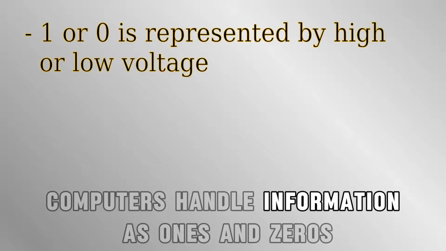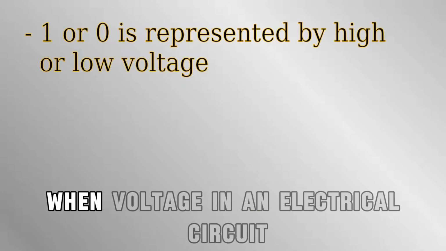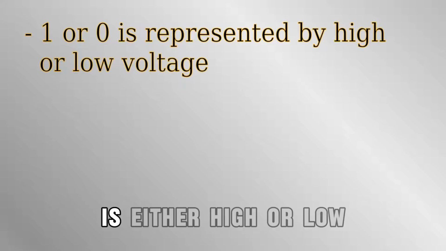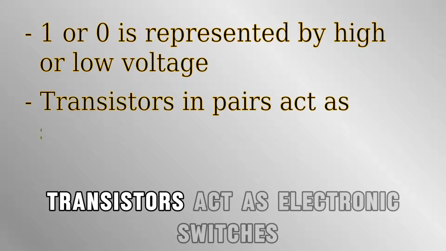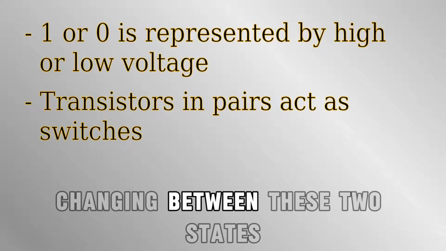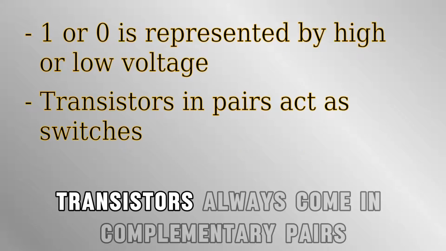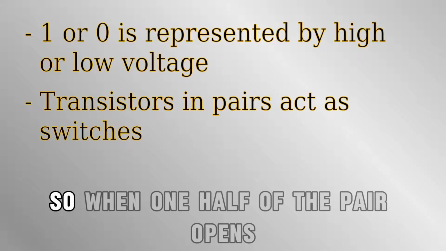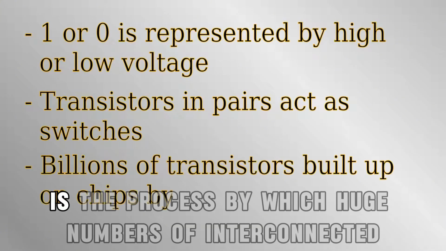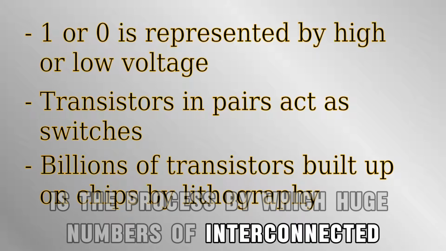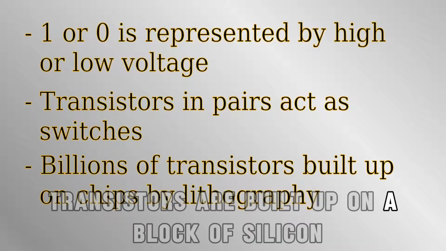on. To summarize, computers handle information as ones and zeros, when voltage in an electrical circuit is either high or low. Transistors act as electronic switches, changing between these two states. The transistors always come in complementary pairs, so when one half of the pair opens, the other closes. Lithography is the process by which huge numbers of interconnected transistors are built up on a block of silicon.